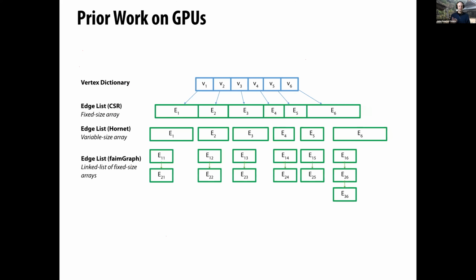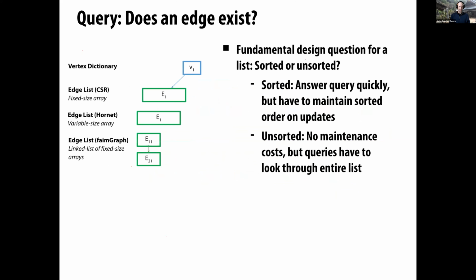And there's been a decent amount of work on GPUs that has tried to target this. You know, do we have a list of edges? How do you actually allocate those? Fixed size or variable size? Linked lists of fixed size arrays? But basically all the previous work when it was developing data structures to represent dynamic graphs like the ones that we would like to support, it would use lists. And I'm going to tell you why we think that's a bad idea.